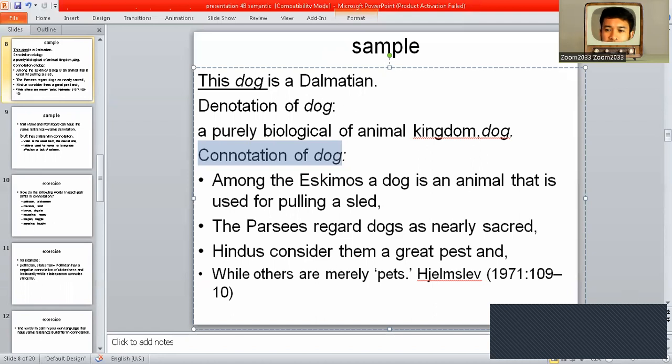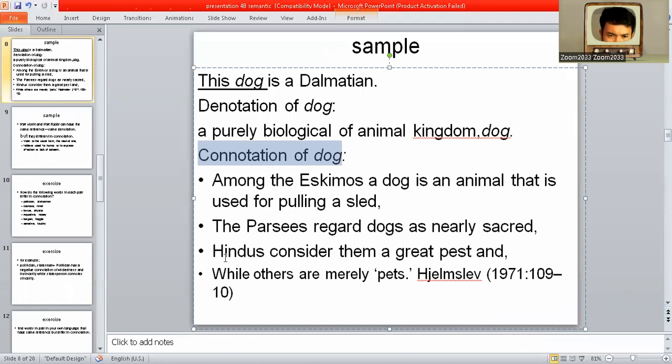And we have also the Hindus. Hindus consider that a dog is a great pest. So the connotation of dog for Hindu people is that a dog is a great pest, while others call it a pet. So this is how we change the word, the phonemes S and T, just switch. This is the connotation of dog itself.